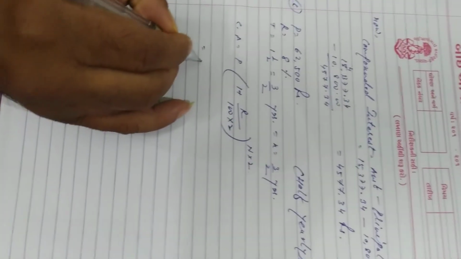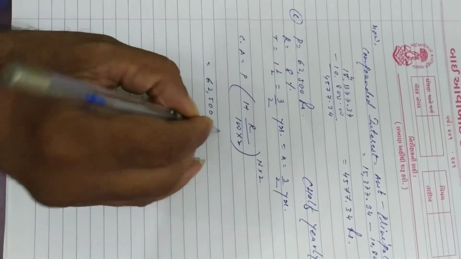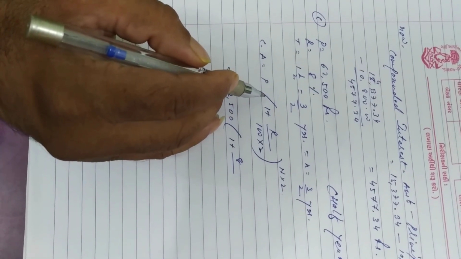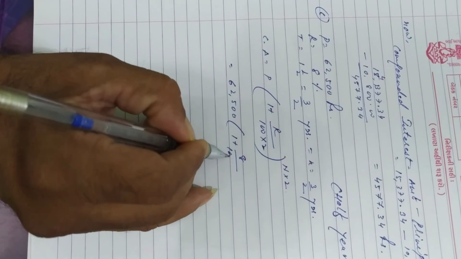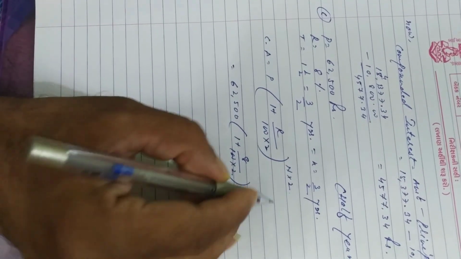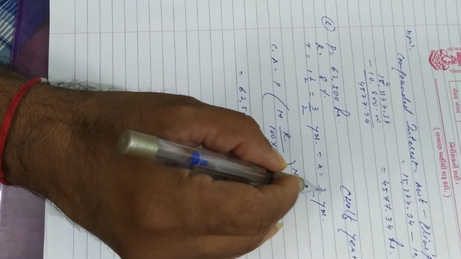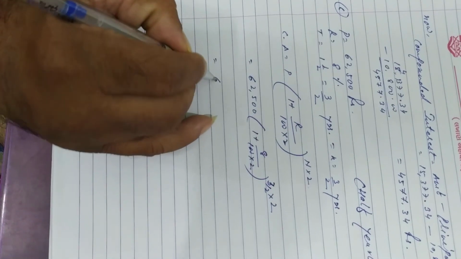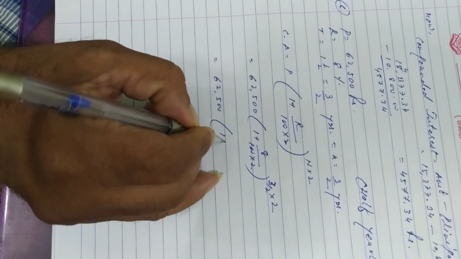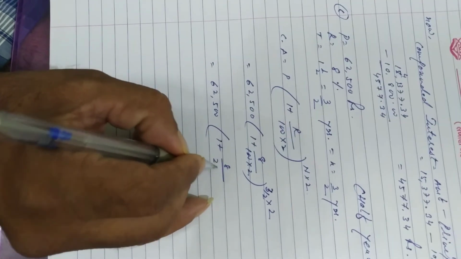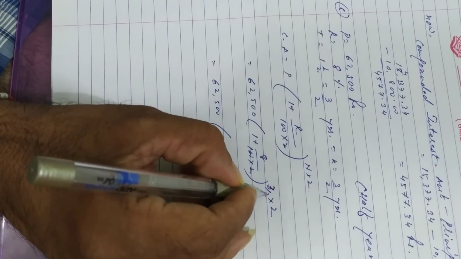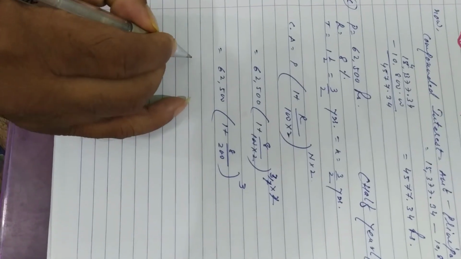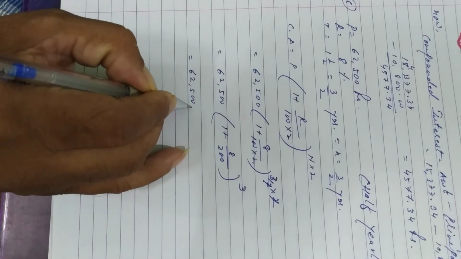Now apply the values. Principal, how much? 62,500. Now 1 plus R, rate of interest is 8, upon 100 multiplied by 2, bracket over, to the power N. N means 3 upon 2 multiplied by 2, so it is 62,500 into 1 plus 8 upon 200. Now 3 upon 2 multiplied by 2, so the 2 is cut. What remains over here? 3, right?